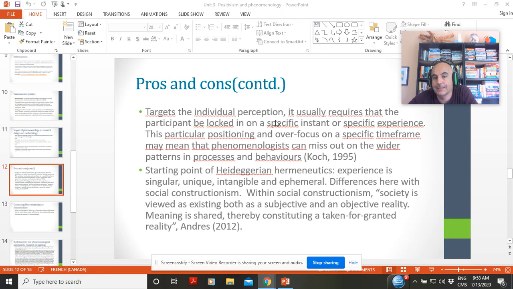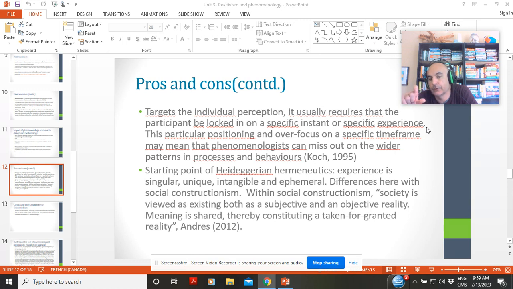It targets individual perceptions. It usually requires that the participant is locked in a specific instant, on a specific experience. So in terms of temporal relevance, it can also be very locked in the moment, and people criticize it sometimes, right? It's not just that individual, but that individual in that context, in that conjuncture, making meaning in this way. But maybe in a year's time, they will have a different thought process and they'll be construing a different reality. So that can frustrate people, the limitations in terms of duration and relevance. And then the starting point of Heideggerian hermeneutics, the fact that experience is singular, unique, intangible, ephemeral, can be problematic for a lot of people.